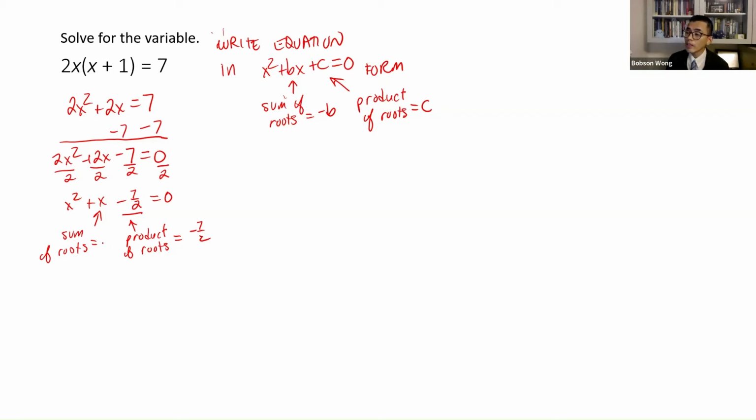Now, if you use this method, I strongly recommend that you show all of the work that I'm doing here so that you can clearly communicate your work to people who are not familiar with this method. So please don't skip this step. So we know that the sum of the roots is negative 1, and we know that the product of the roots is negative 7 over 2.